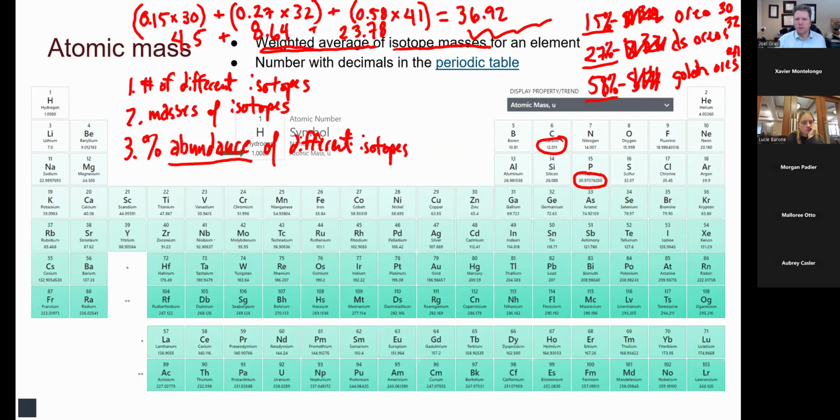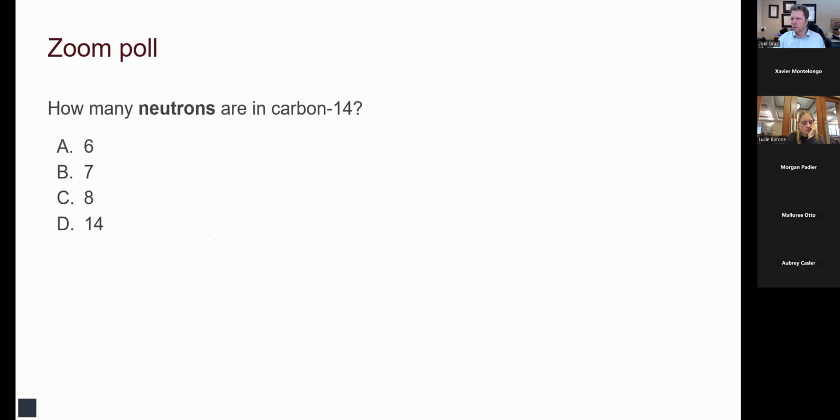Okay. So next up is our second mid poll question. Yes, activities will begin starting next week. So this question is, well, how many neutrons are in carbon 14? We know how many protons there are.